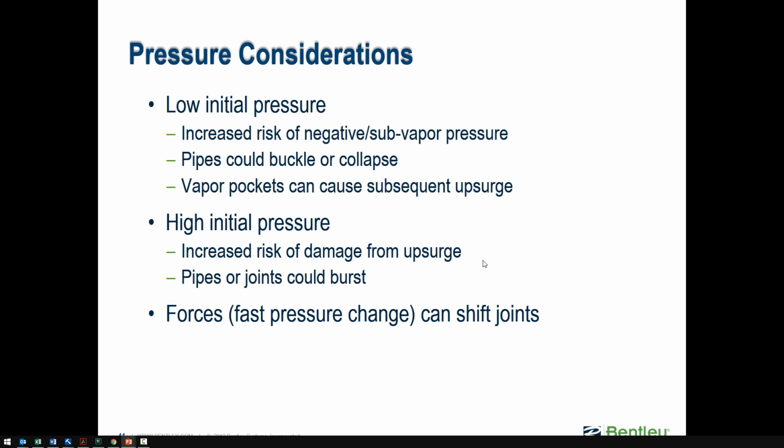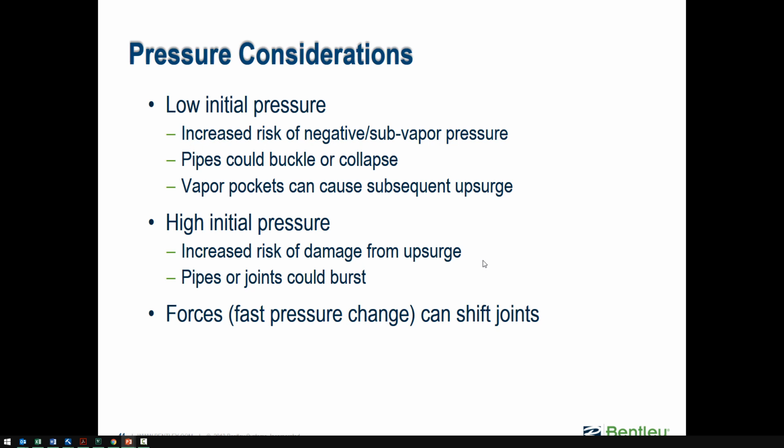Okay, pressure consideration. Again, no pressure is really safe. If your pressure is initially low, then there's a much higher chance that it will possibly drop below the vapor pressure limit during your transient event. Also, if your initial pressure is high, then you're probably more at risk for damaging the pipes and exceeding the pressure rating. You also have to consider the force that these transients have on the joints of the pipes and the anchors and things.